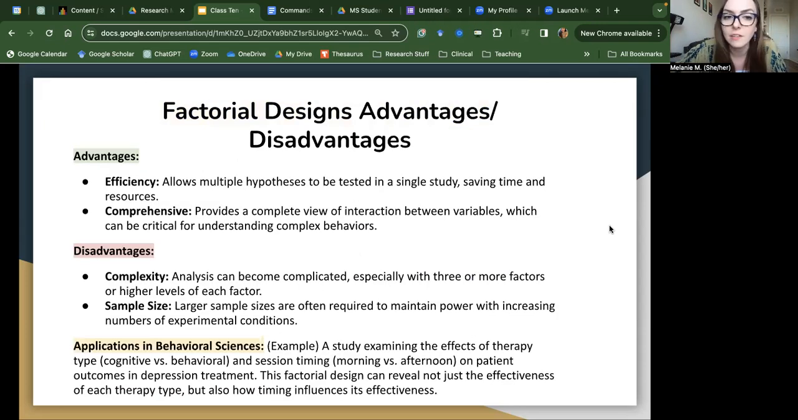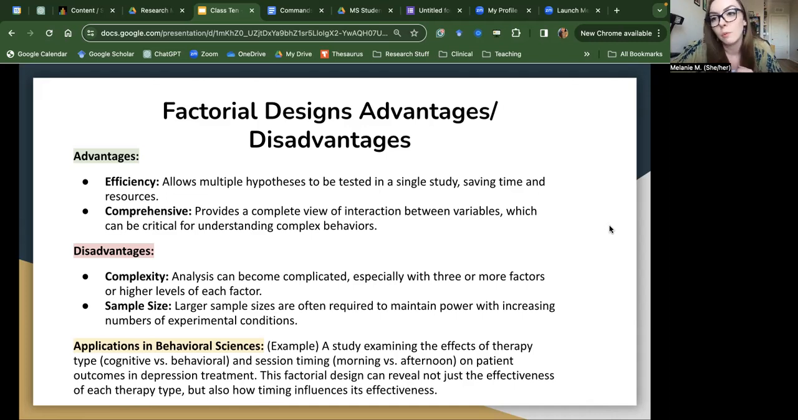So some of the advantages is it allows multiple hypotheses at once. So my dissertation right now is a factorial design. I have something like 35 research questions within it. It's stupid, honestly. But it's nice because it saves time, it saves resources. It allows us to look at a lot of different things at once within one participant sample. And it can be a lot more comprehensive.